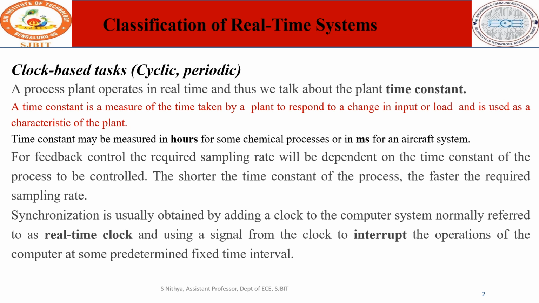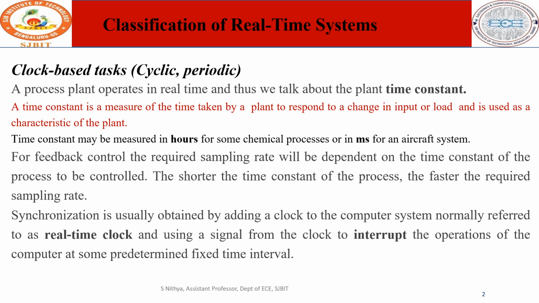The completion of the operations within a specified time depends on the number of operations to be performed and the speed of the computer. That synchronization is usually obtained by adding a clock to the computer system, normally referred to as the real-time clock, and using a signal from the clock to interrupt the operations of the computer at some predefined fixed time intervals.